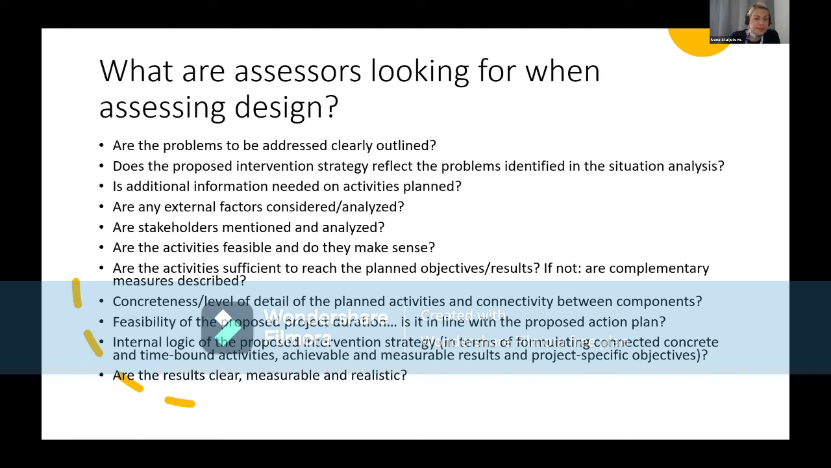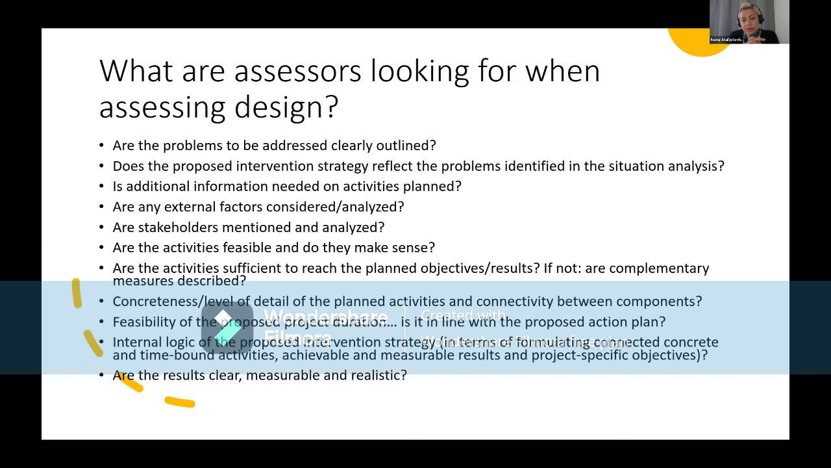Are the activities feasible, and do the proposed activities make sense? Are the activities sufficient to reach the planned objectives and results? If not, are there any complementary measures described? Concreteness or the level of detail of the planned activities and connectivity between components, feasibility of the proposed project duration, is it in line with the proposed action plan?